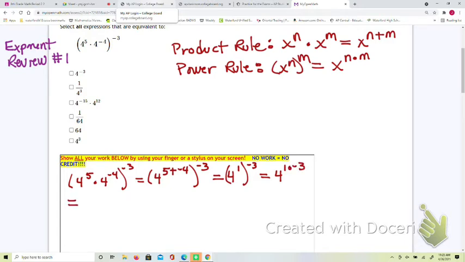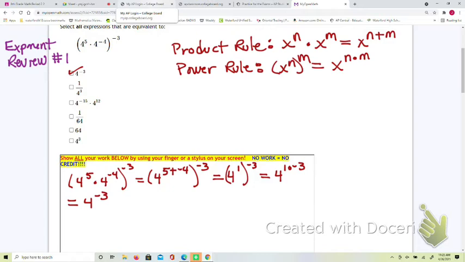which equals 4 to the... 1 times negative 3, isn't that negative 3? Because 1 times anything is that thing. Now I go again and look at my options. Hey, wow, look, very first one, 4 to the negative 3. So select it.